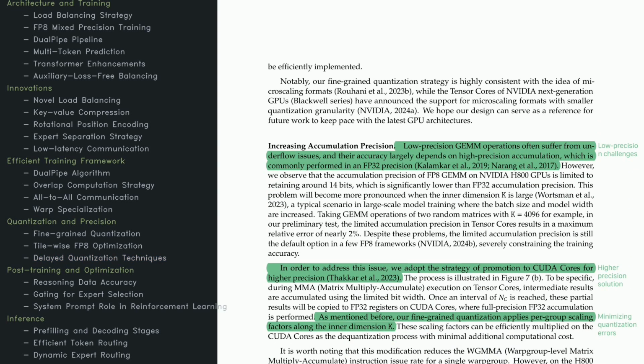FP8's limited range can cause underflow in big workloads. The paper's solution is to switch to higher precision during accumulation, so computations remain accurate while the main multiplications stay in lower precision. This approach supports massive models without major precision losses.